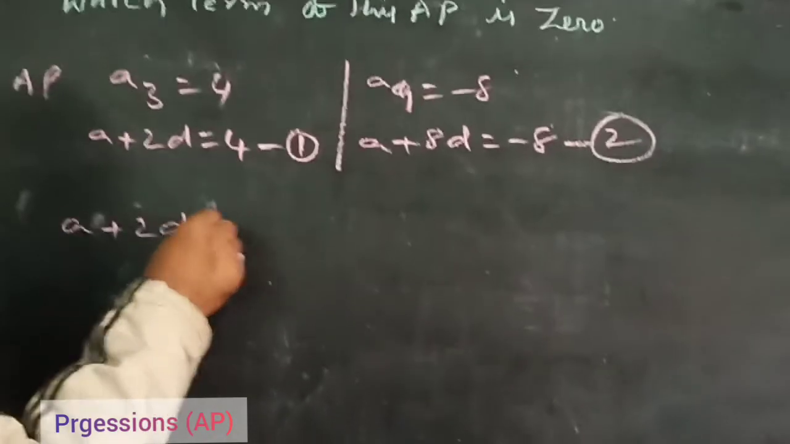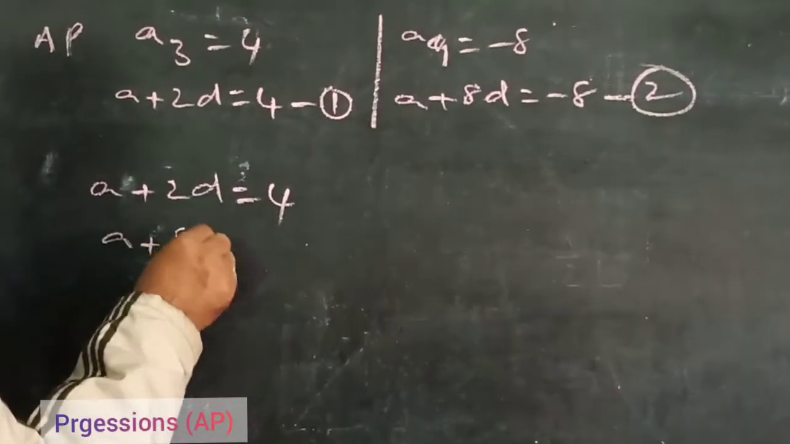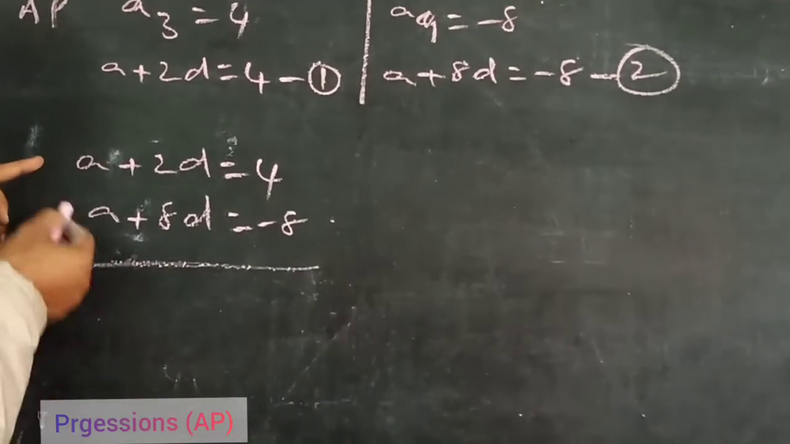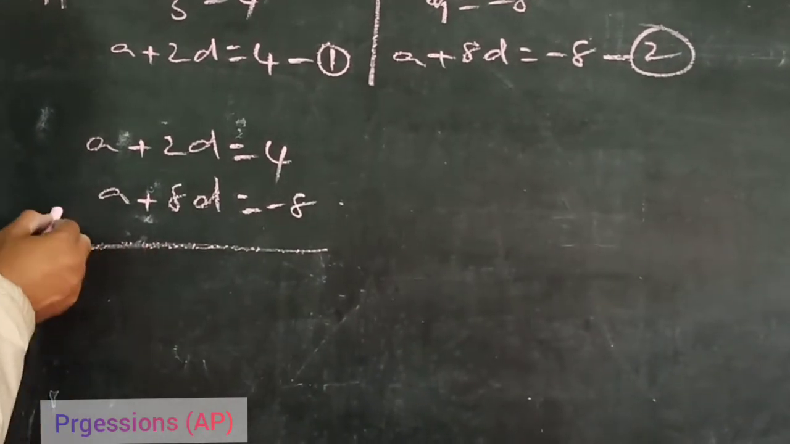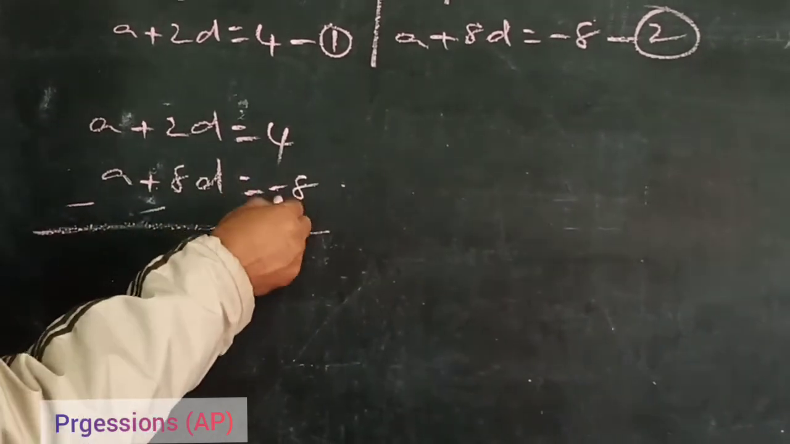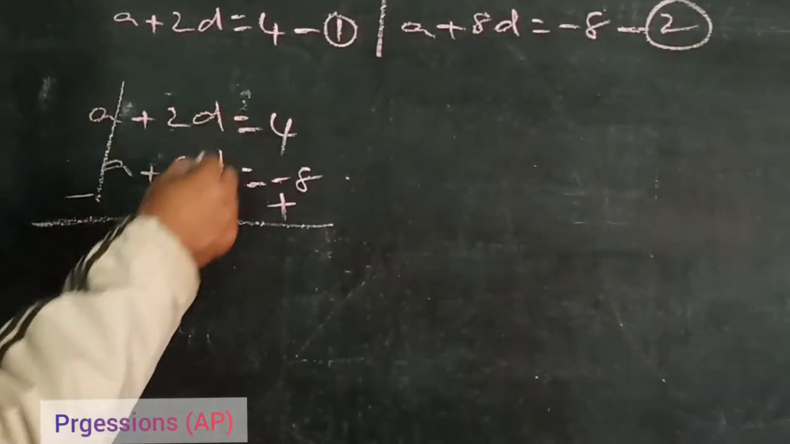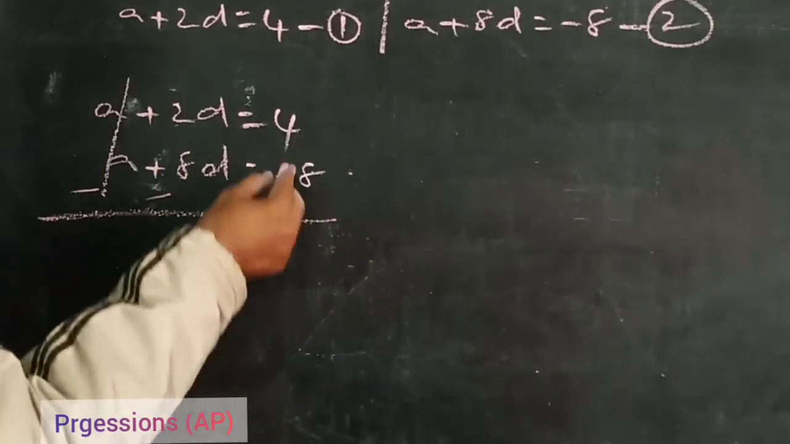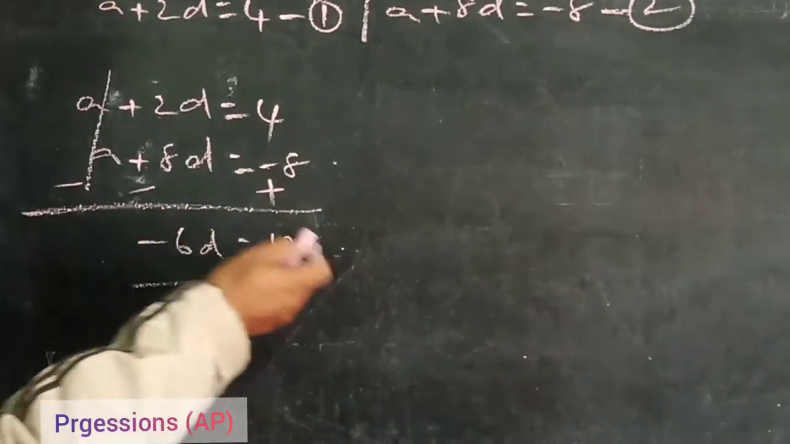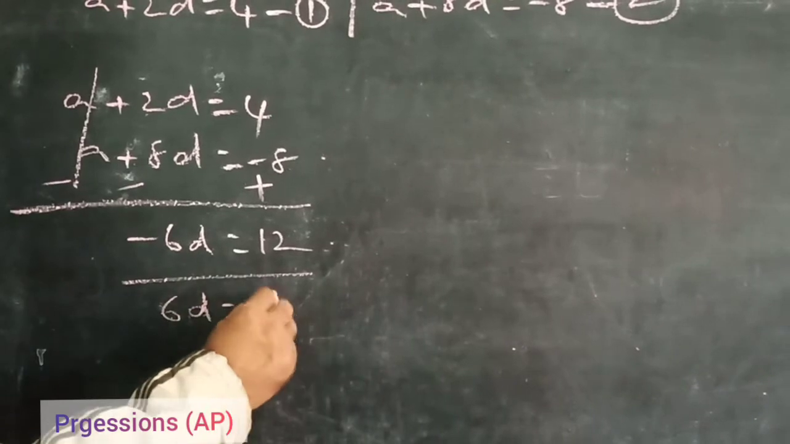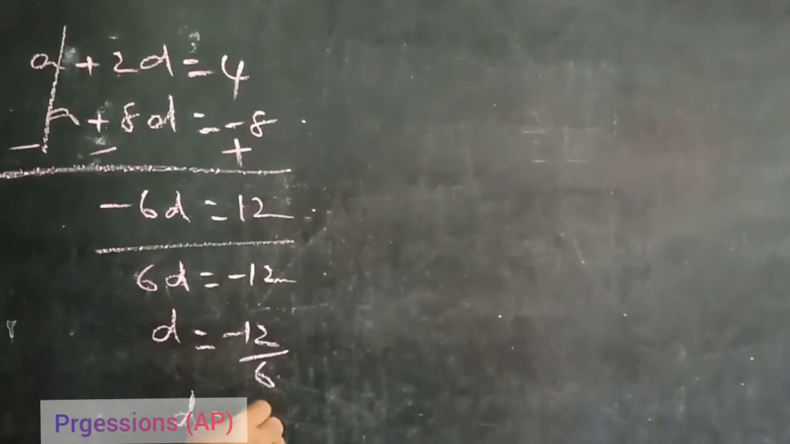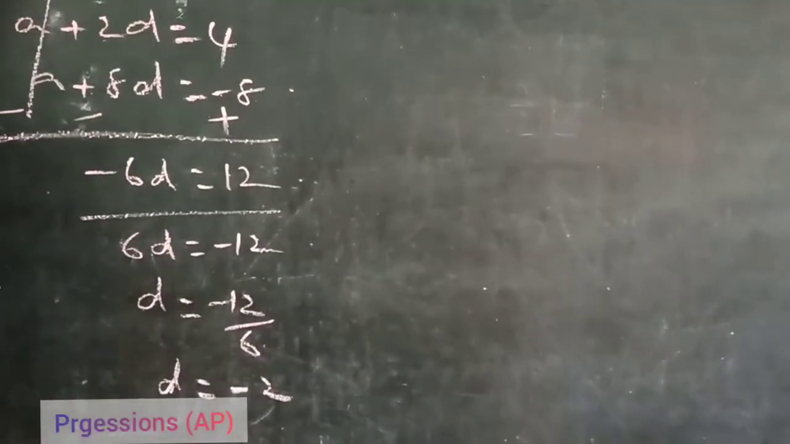A plus 2D equal to 4. A plus 8D is equal to minus 8. Here, addition is not cancelling any variable, so subtraction means the second line's signs are changing: positive becomes negative, negative becomes positive. So plus A minus A cancel. 2D minus 8D is minus 6D, equal to 4 plus 8 is equal to 12. Negative on both sides is cancelled. 6D is equal to minus 12. Then D equal to minus 12 by 6. D is equal to minus 2.